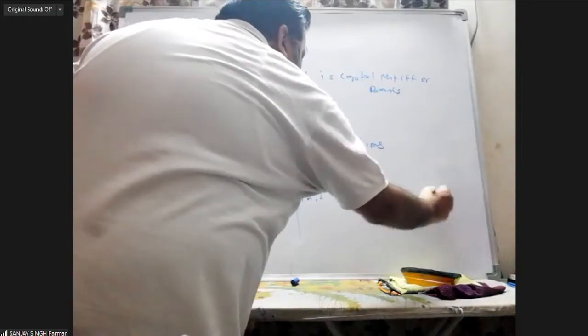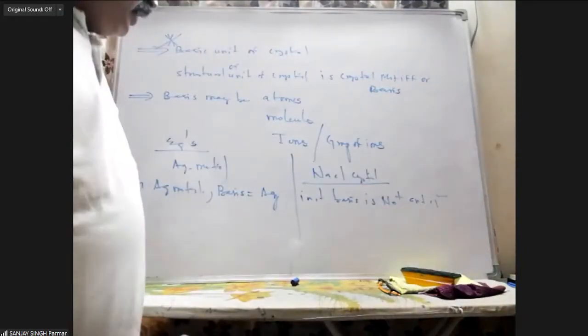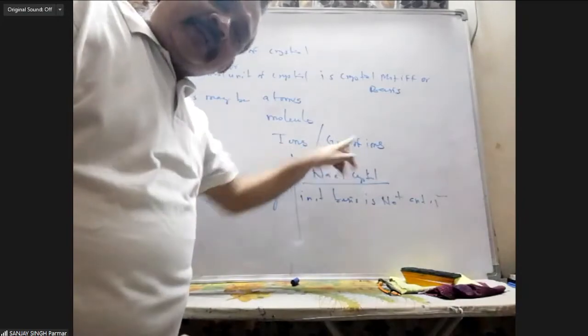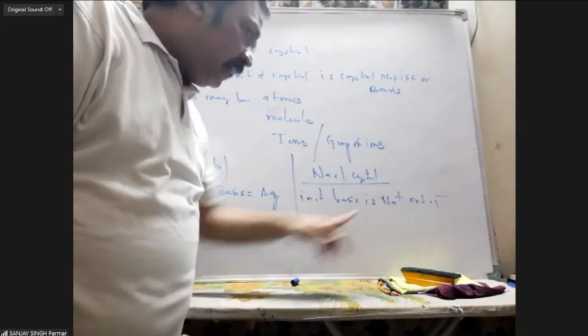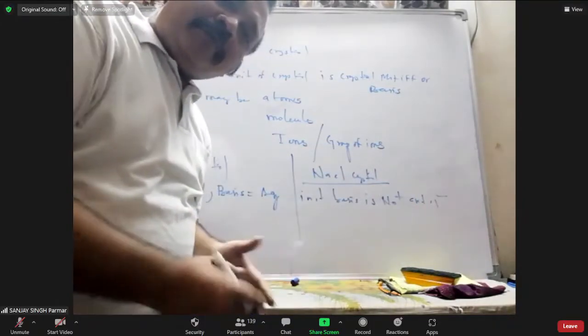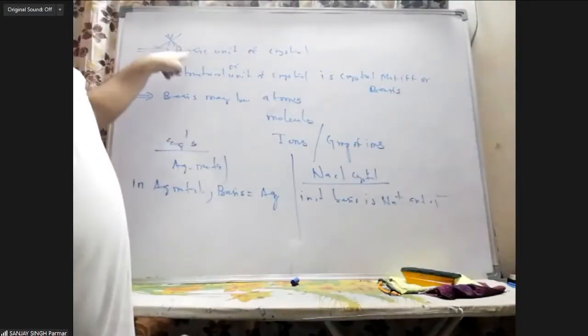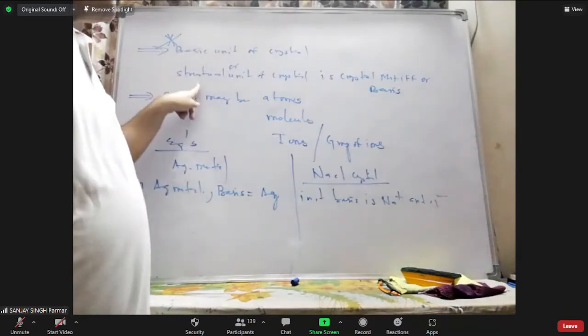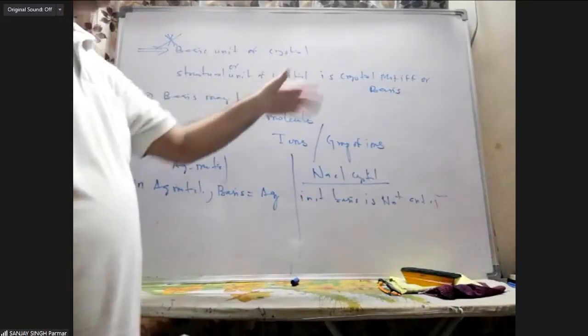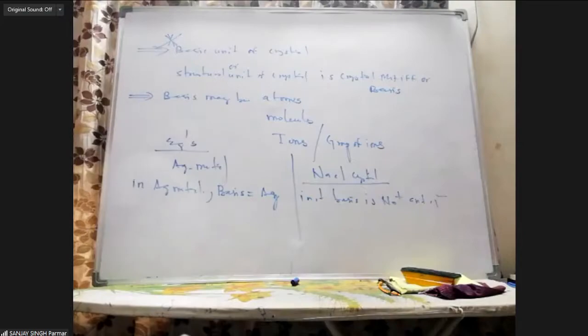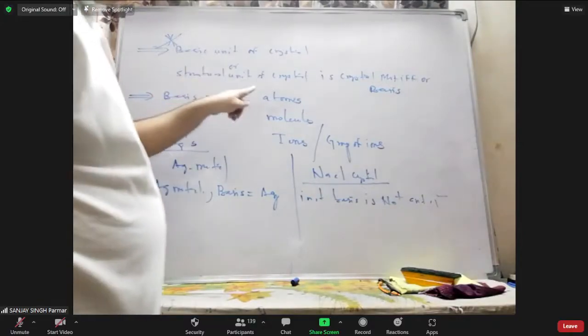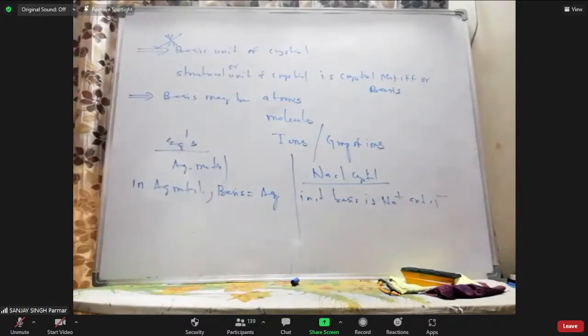Na plus and Cl minus. Why? Because a group of ions can also be a basis. Here, a group of oppositely charged ions will behave as a basis. The basic unit of the crystal, or the structural unit of the crystal, is called the crystal motif. A basis may be atoms, molecules, or ions.